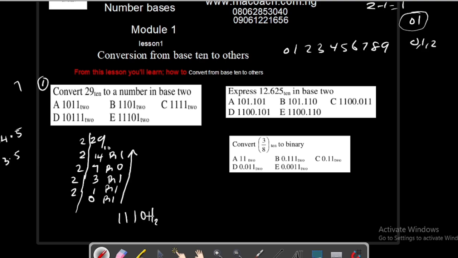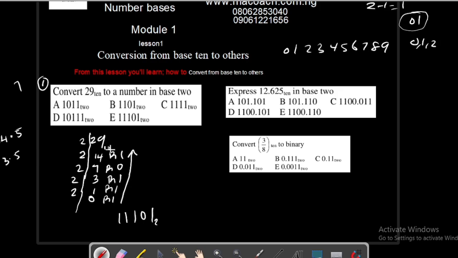So if you look at the options here, the correct answer to this question is option E. That is the simplest way, the step by step way to convert a number from base 10 to other bases. You use the division method and follow the process I did earlier.